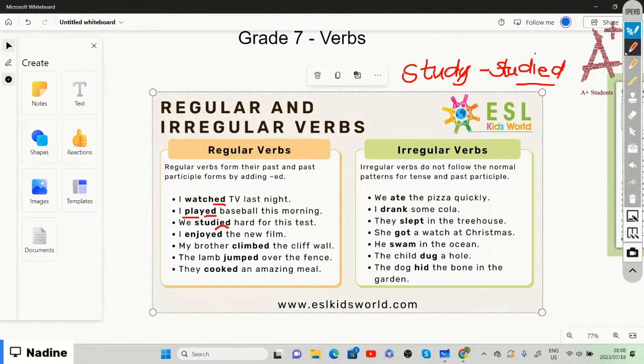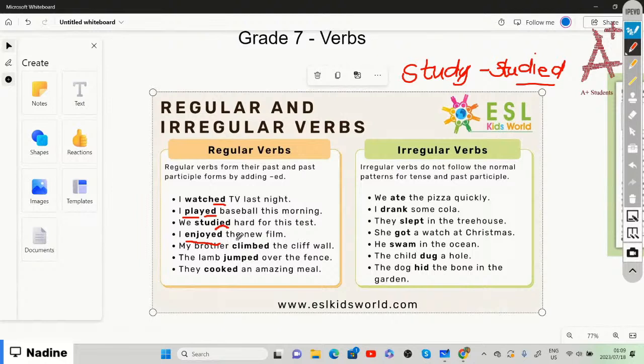I enjoyed the new film. So enjoy is the present, but enjoyed is where we added an ed, right? It shows the past tense, right?